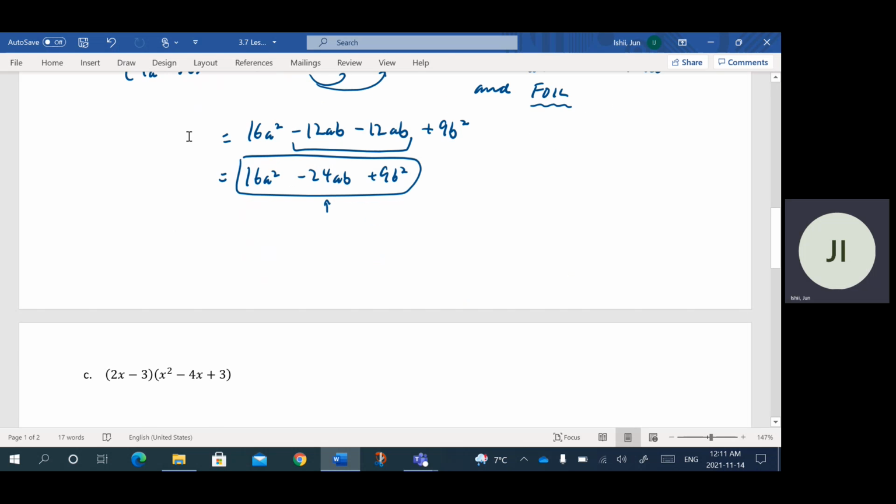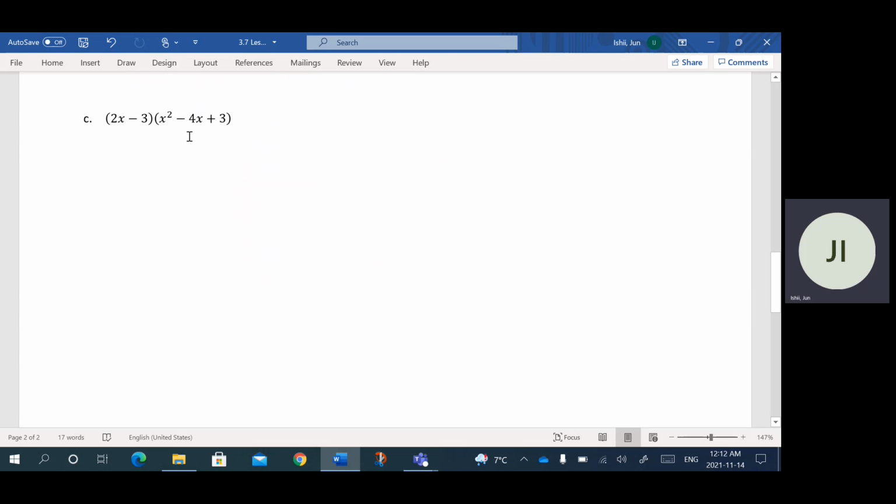Right, cool. So in this third example, what you'll notice here is that I've got two terms here, but I also have two terms here. Two terms. Okay, I've got two terms here.